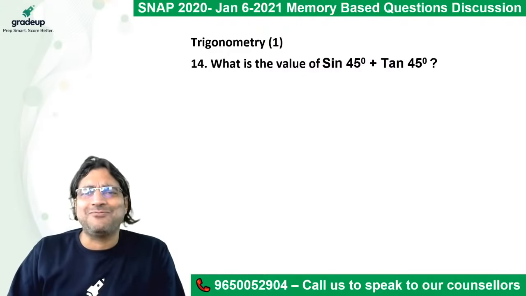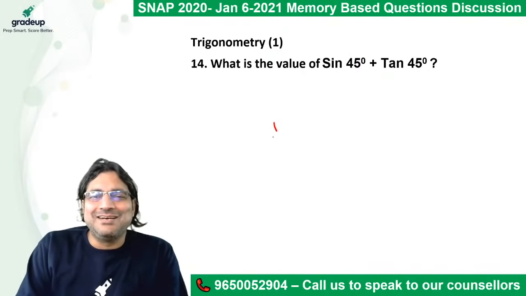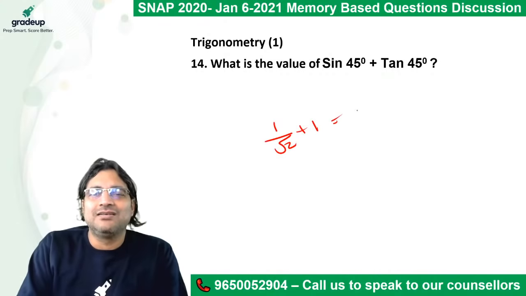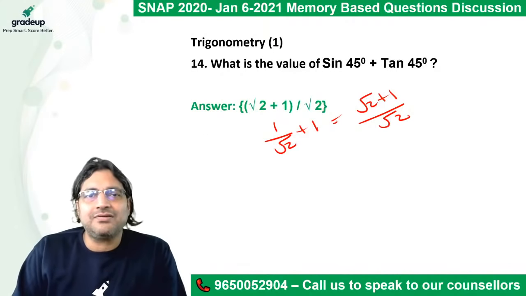What is the value of tan 45 degree plus tan 45 degree? You just needed to be in touch. Sine 45 degree is 1 by root 2. Tan 45 degree is 1. So answer is root 2 plus 1 divided by root 2. I'm sure everyone got it right. All right. Okay, let's move to the next one. This was the first question on trigonometry.